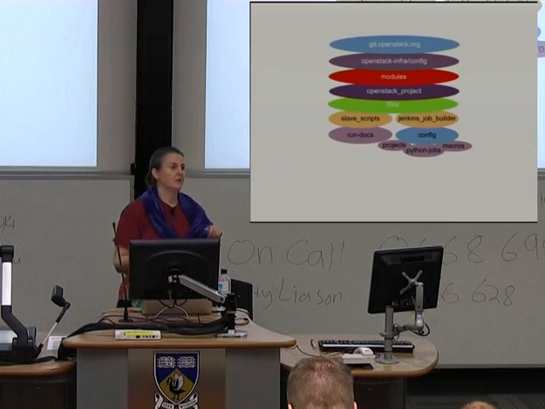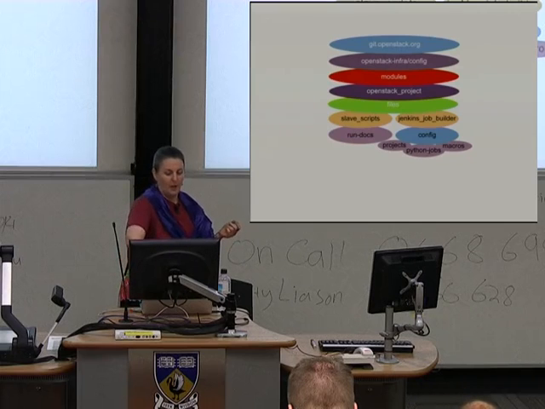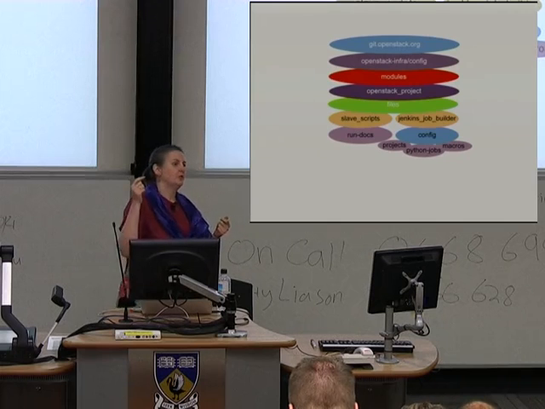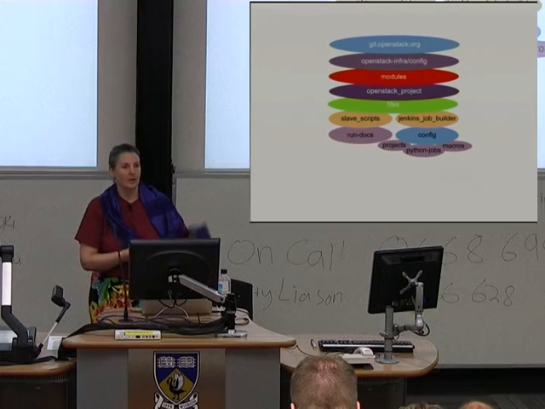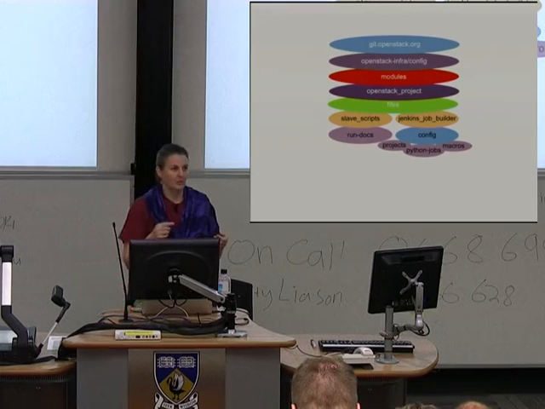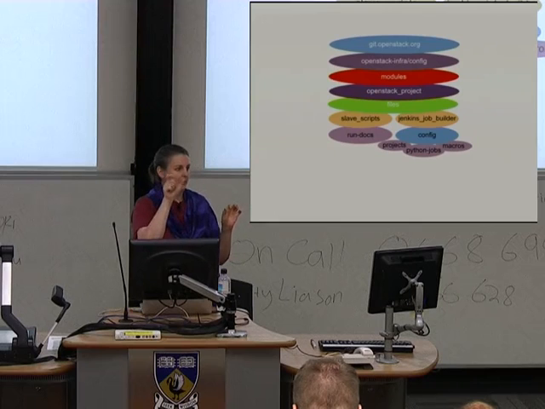Then if you want to see what the scripts are that actually run the jobs, go back up to modules, and instead of OpenStack project, you need to go into Jenkins, and then files, and then slave scripts, and run docs. And this particular example took a look at running a docs job on a particular repo.